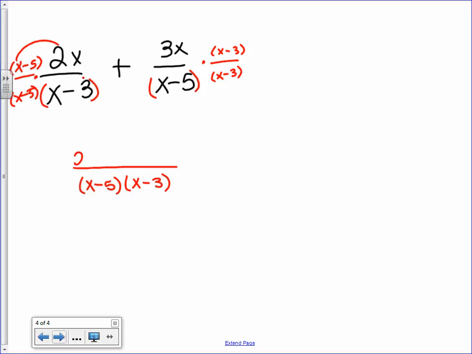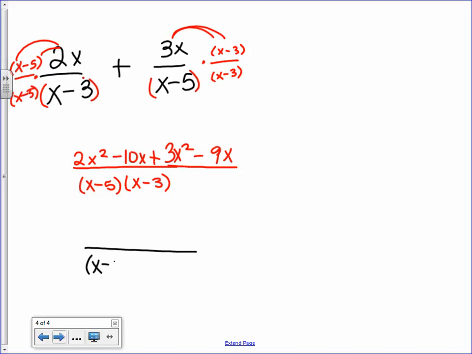That's going to be 2x squared minus 10x plus 3x squared minus 9x. 2x squared plus 3x squared, negative 10x minus 9x.